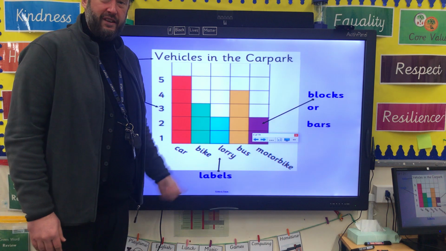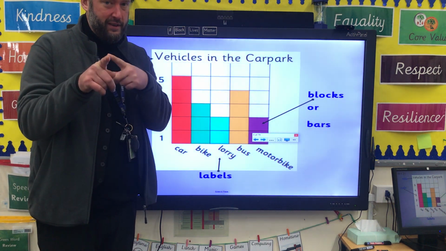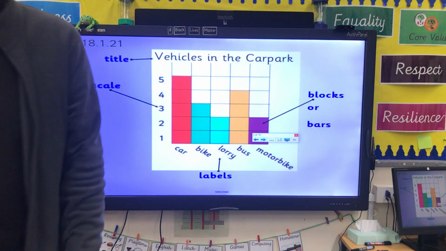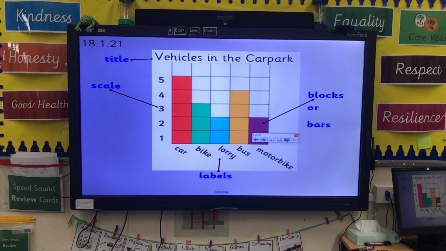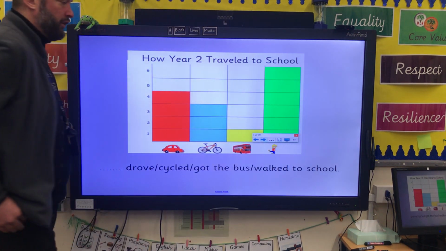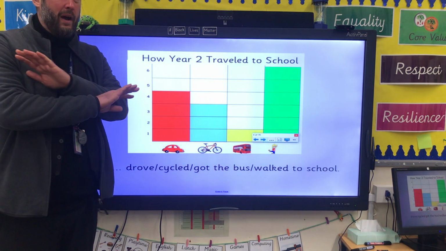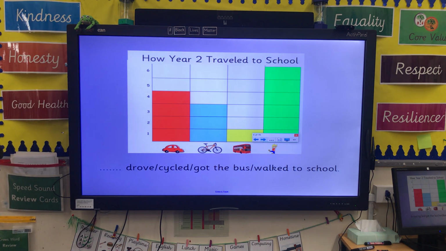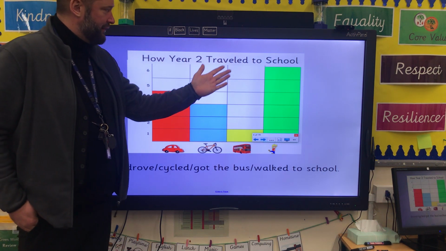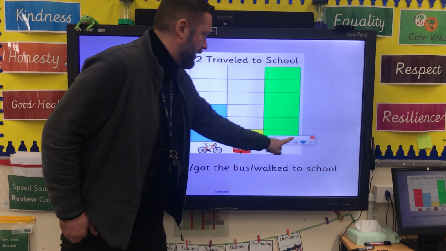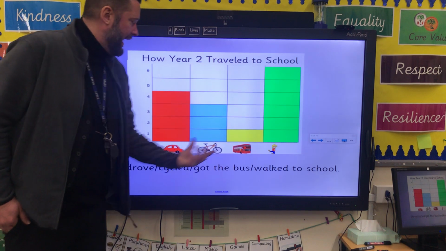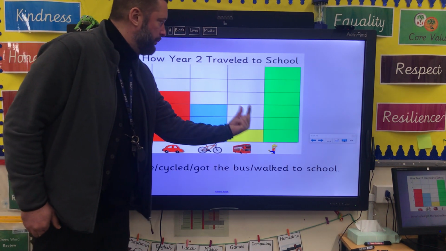Now this one is all in different colours, but if you haven't got different colours at home, don't worry, it will still look really good if you just use one colour for each bar, okay? So just have a look at that block diagram. So that one was about vehicles, but a block diagram, like pictograms, can be about anything. What's this one about? Let's read the title together. How Year 2 travel to school. So look at all the bars. I've got my scale, I've got my labels in pictures here, and I've got my bars or blocks.